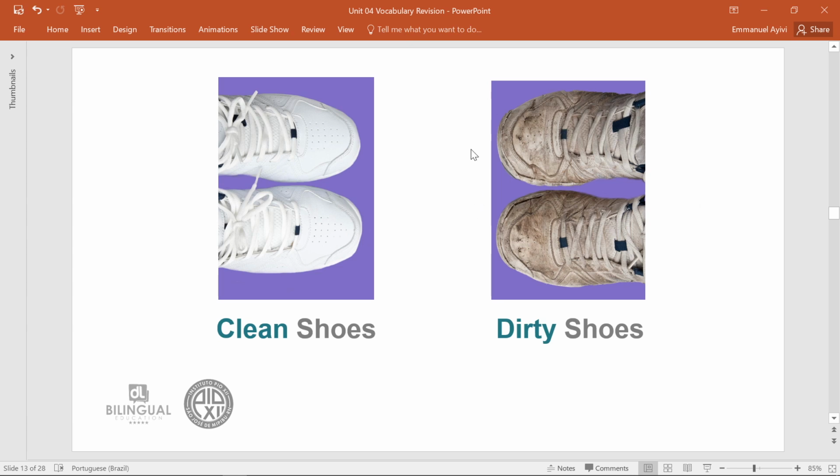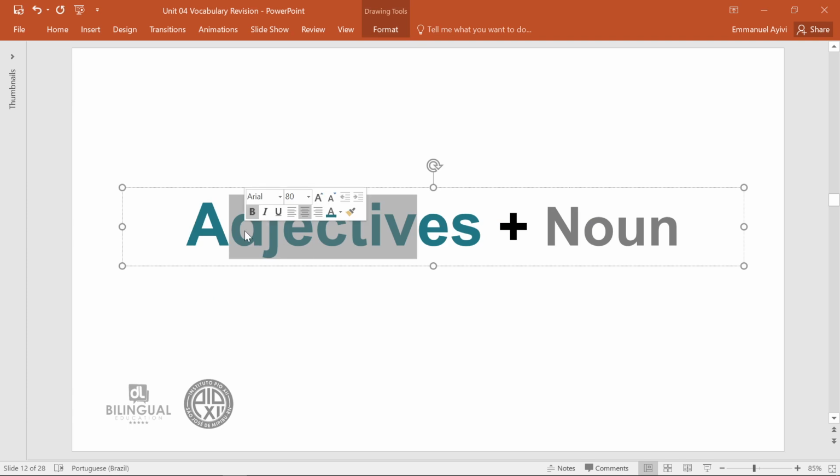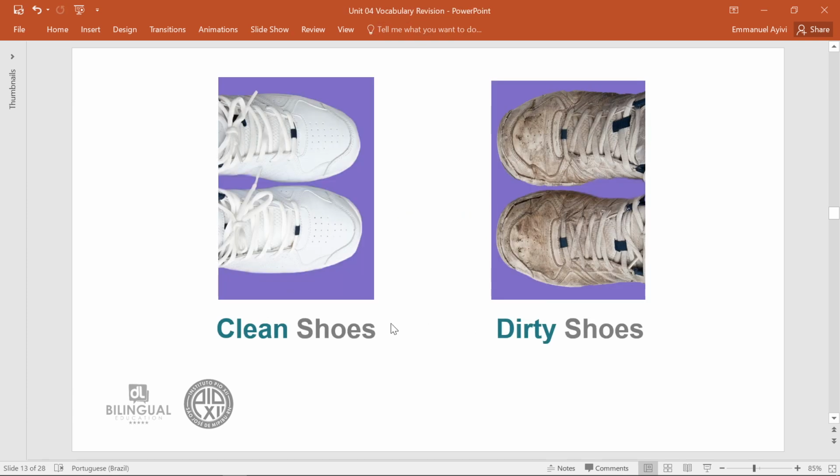So guys, here are some examples. You can see here the adjectives are green, and these are nouns. In this first image we have clean shoes. These shoes are clean, clean shoes, whilst these shoes are dirty shoes. These are dirty shoes, and these are clean shoes.